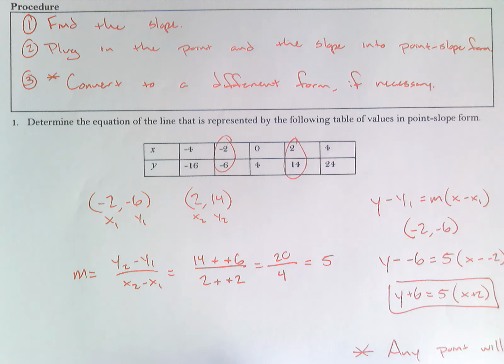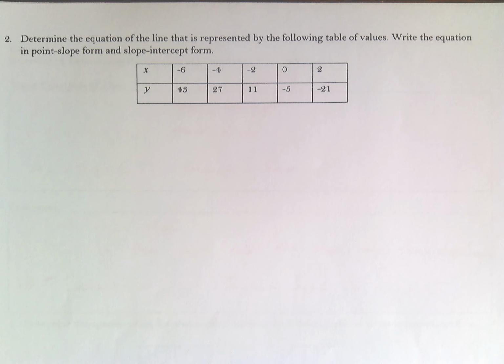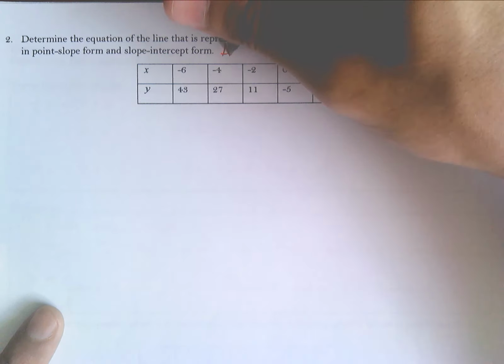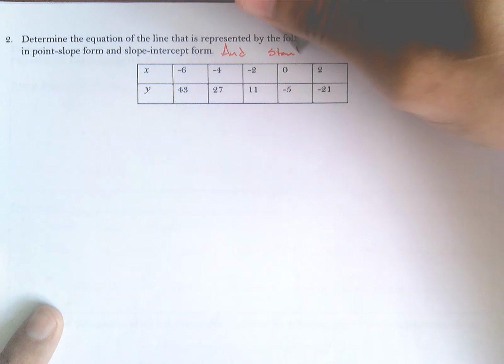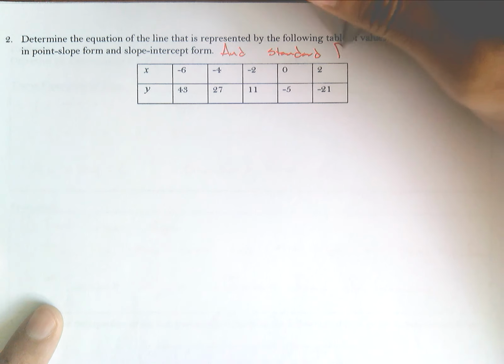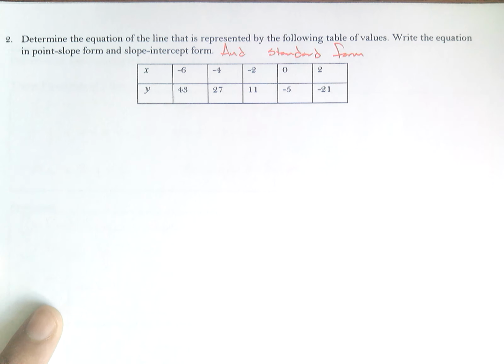All right, so let's take a look at another example. Go ahead and flip the page. Example 2 says, determine the equation of the line that is represented by the following table of values. Write the equation in point-slope form and slope-intercept form. And for good measure, let's go ahead and throw in standard form, just so that we can see what standard form looks like. So we're going to find the equation of the line in all three forms.